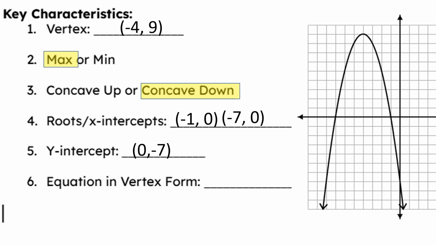In order to figure out what the a value is, I'm going to go over 1, down 1, so that means my a value is negative. This needs to have a negative sign in front of it. So the equation in vertex form will be y equals negative (x plus 4) squared plus 9.